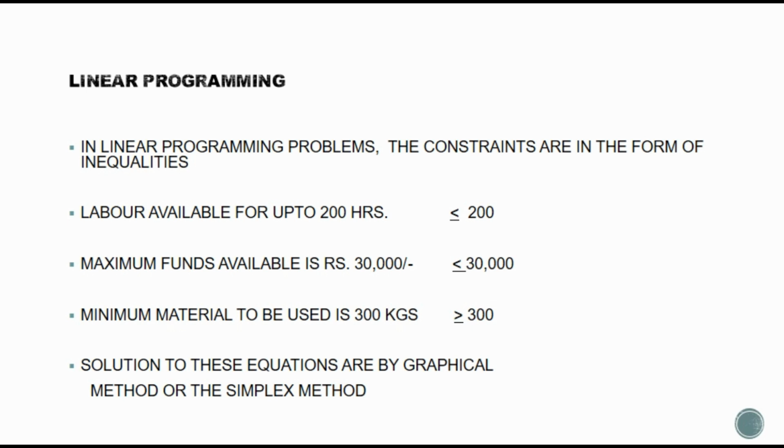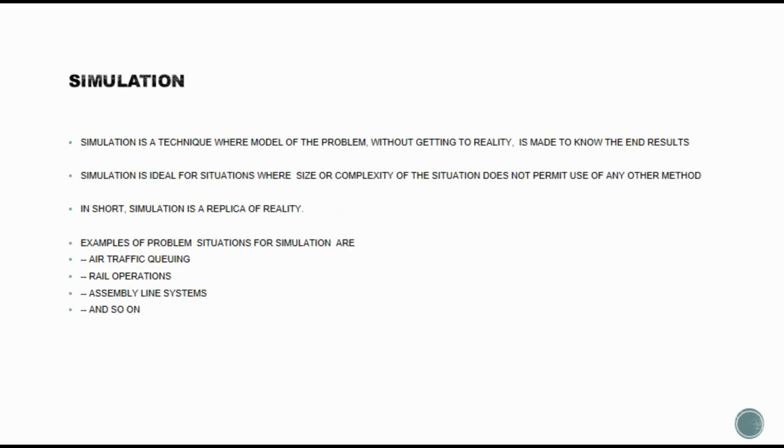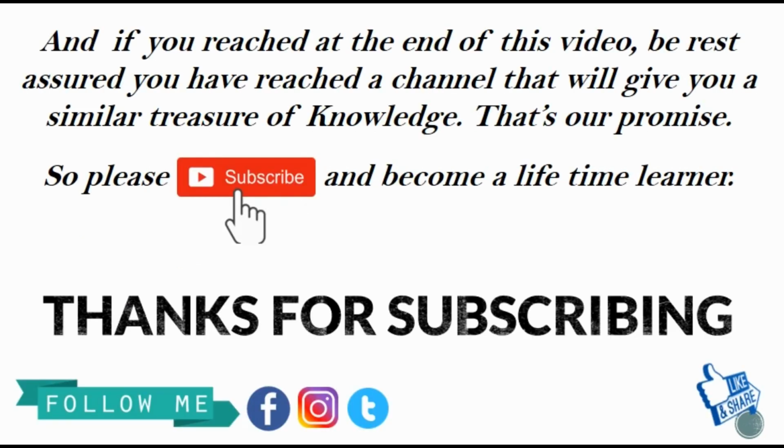Now, in a linear programming problem, the constraints are in the form of inequalities. Now, simulation is a technique where a model of the problem is made, without getting into reality, to know the end result. Simulation is ideal for situations where the size or complexity of the situation does not permit the use of any other method. In short, simulation is a replica of reality. Examples of problem situations for simulation are air traffic queuing, rail operation, assembly line system, and so on.